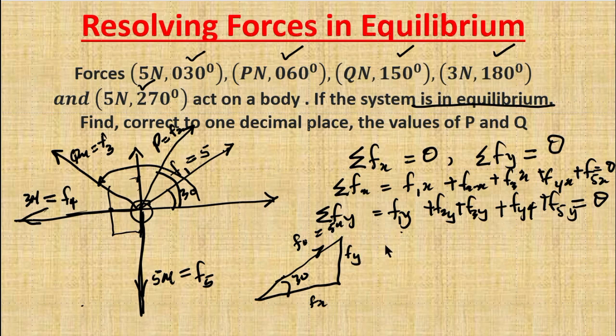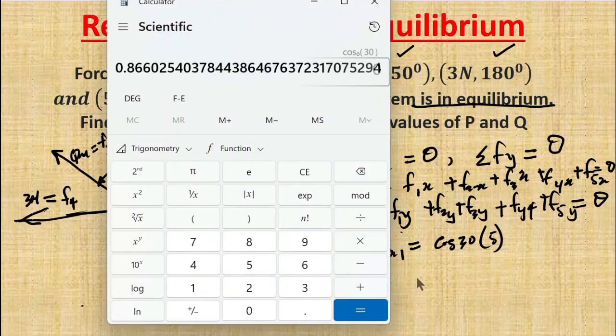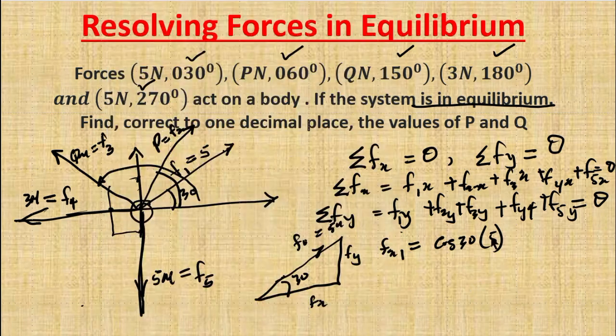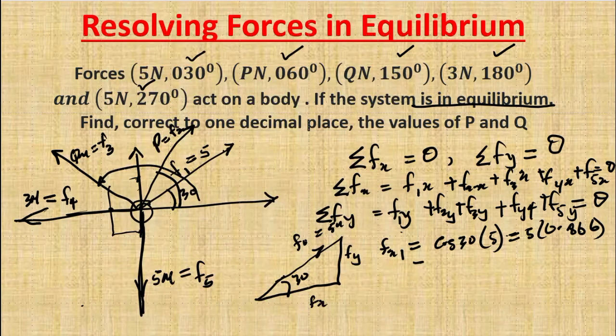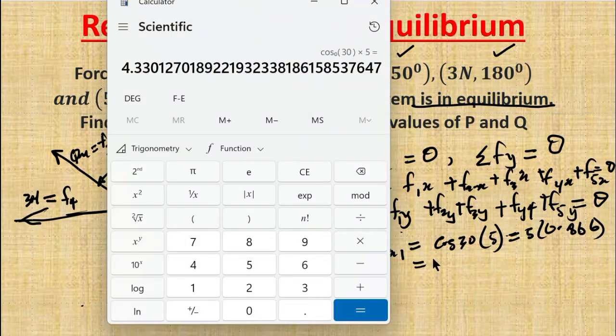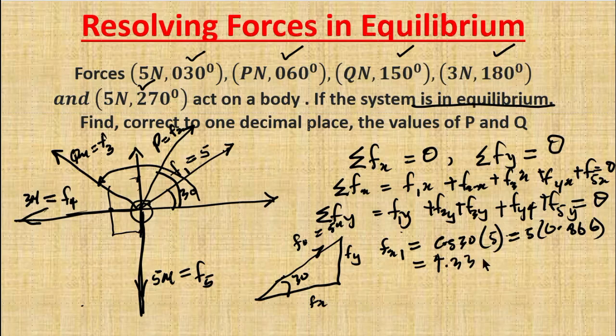So for F1, my Fx of F1 will be the same thing as cos theta, that's cos 30 into 5 Newton. Now what is cos 30? Let's use my calculator. Cos 30 is the same thing as 0.866. That's the same thing as root 3 over 2. That equals 5 into 0.866. Now I can do this times 5. That equals 4.33 Newton. That's Fx of F1.